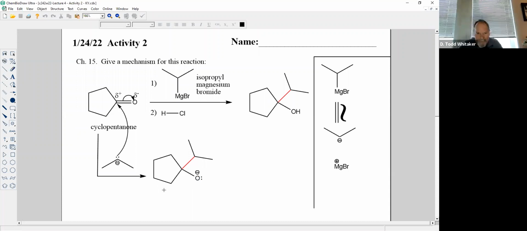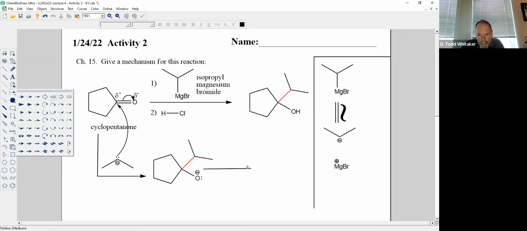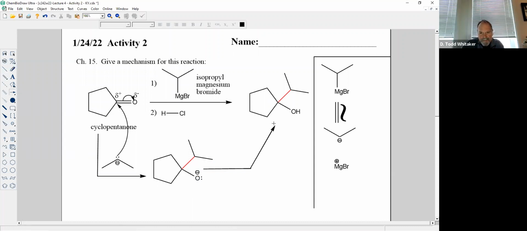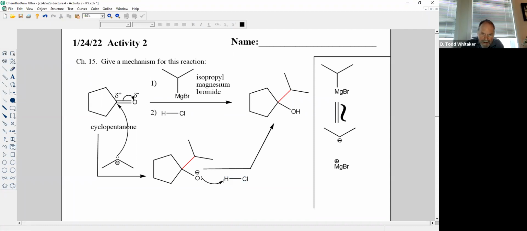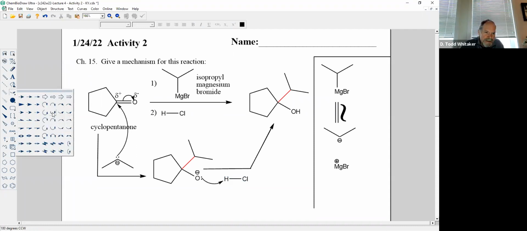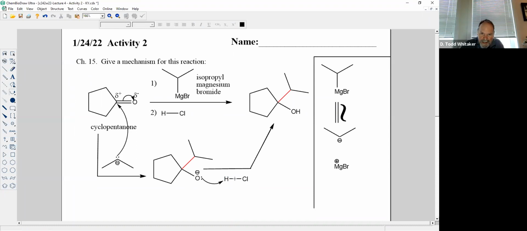It's an oxide ion, the conjugate base of what? Conjugate base of an alcohol. Hey, look at that. The alcohol is the final product. How do we get there? HCl. Simple acid-base reaction. Lone pair attacks H. Sigma becomes a lone pair. I'm going to colorize my arrows, and that's it.